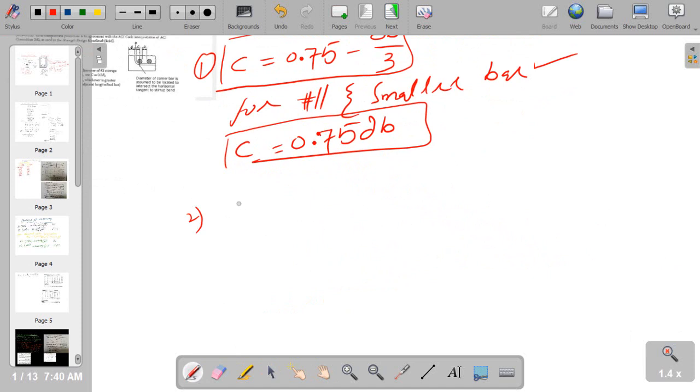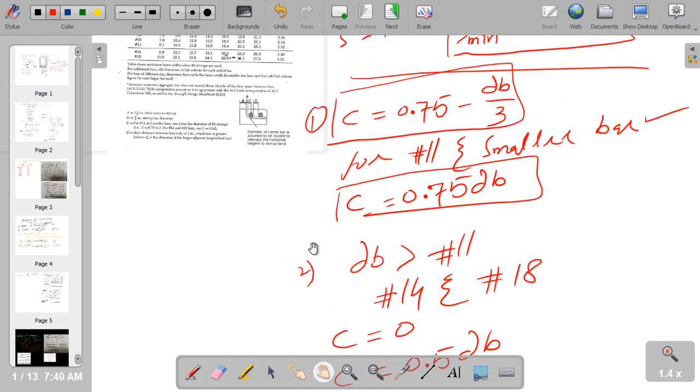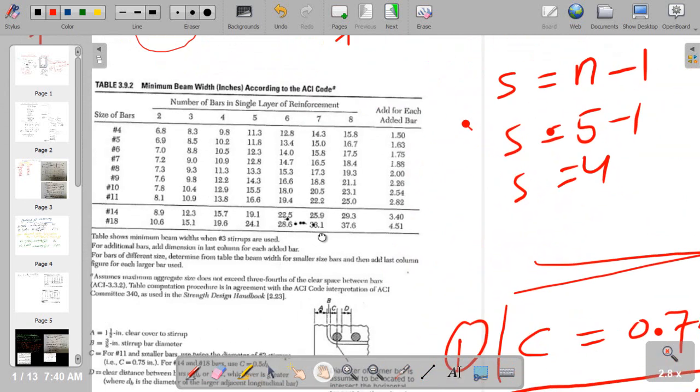When we have number 14, meaning the diameter of the bar is greater than number 11, we have two bars only in this case, that is number 14 and number 18. In this case, some research says that C equals 0, but some say that C will be equal to 0.5 times the diameter of the bar. So this calculation will be used right here, and let me discuss this chart.